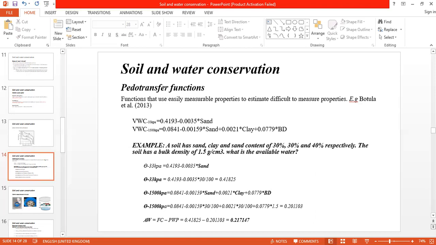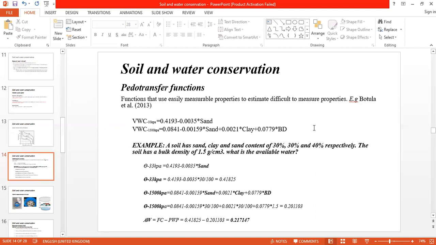So for me, when I was doing my master's, I was evaluating different pedotransfer functions, how well they're able to estimate moisture content for our local soils. Because for Zambia, as of now, we don't have functions that are specific for our soils. So I was testing which ones estimate our local soils better.